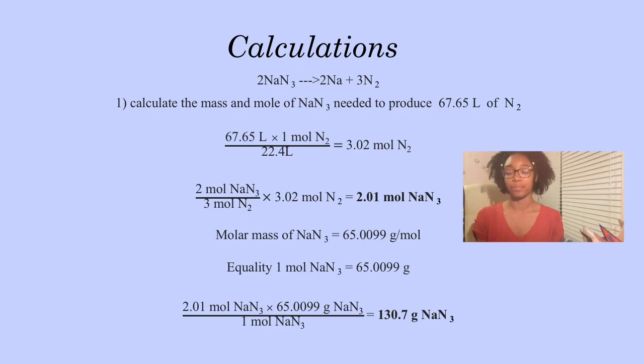Then we need to find the molar mass of sodium azide, which would be 65.0099 grams per mole, and the equality would be the same, just without the mole. Finally, we would take 2.01 moles of sodium azide and multiply that by the molar mass of sodium azide, then divide that by 1 mole of sodium azide to get us 130.7 grams of sodium azide.